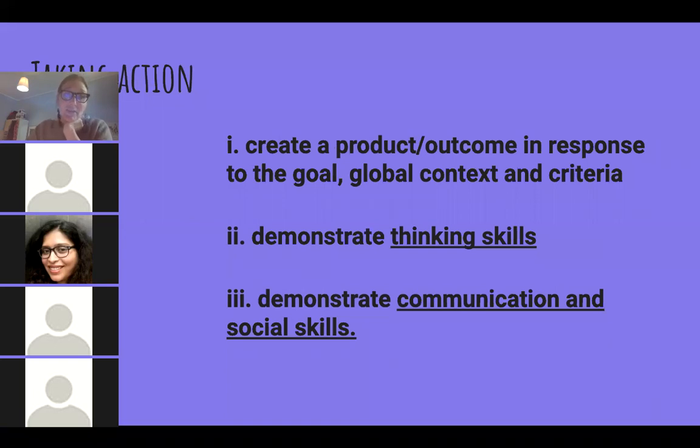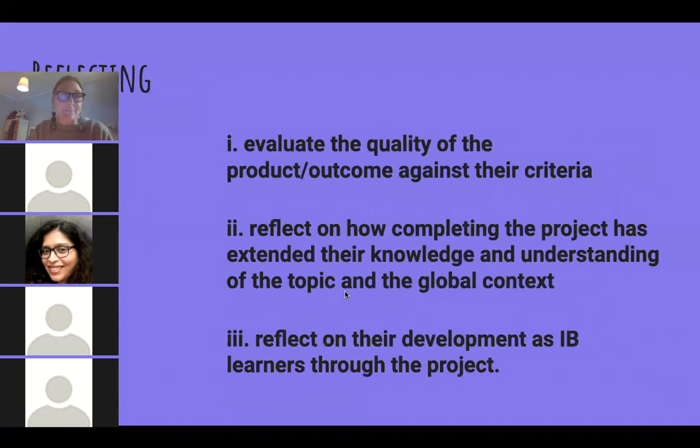Taking action is just what we think it is. It's that product. And then they have to explain how it relates to the goal, the global context, and the criteria that they created. They have to show their thinking skills and communication and social skills. And you can see that all 5 categories of the ATL skills are assessed in the personal project.